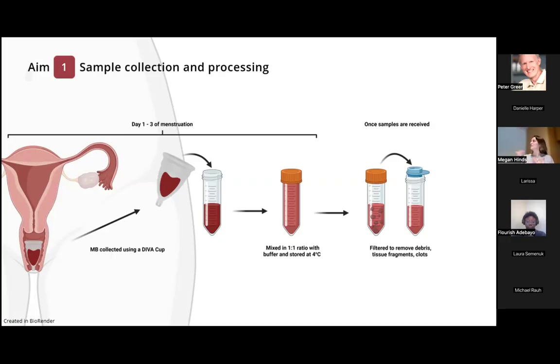And then once received by myself, it's filtered as many times as necessary to remove debris. So things like clots, tissue fragments, what have you. And it may also have to be further diluted at this point if there's a large amount of mucus in the samples. And so this has kind of been the standard method I've used throughout the optimization process, only with slight variations in the composition of the buffer and that ratio that I use to dilute the menstrual blood. The goal of this is basically to clean up the samples as much as possible before isolation.